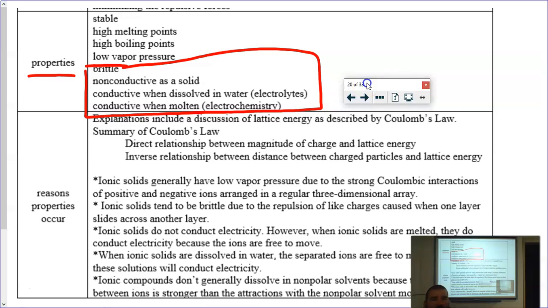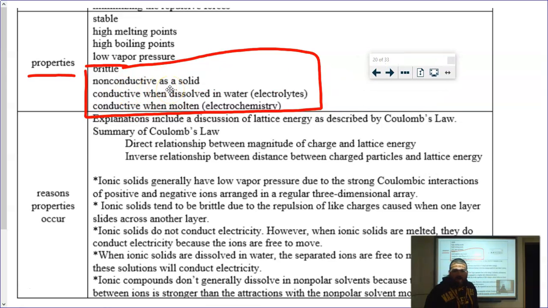And I pointed out one thing on Thursday, and I'm going to point it out again today because this is kind of a big deal when it comes to ionic compounds. The properties of ionic compounds are really unique. A lot of times when AP asks you questions of identifying what type of solid you have, they're going to use these unique properties of these ionic compounds to help you answer the question.